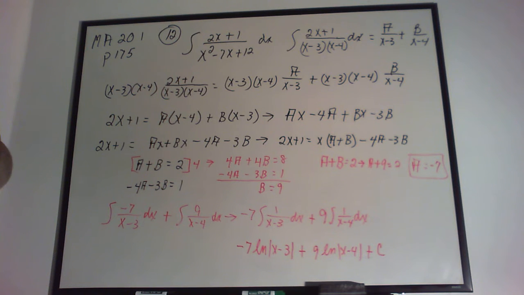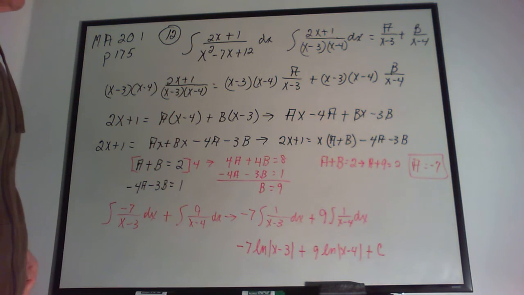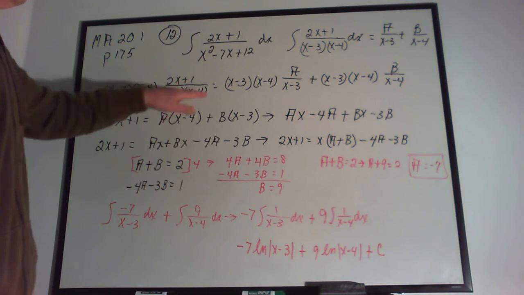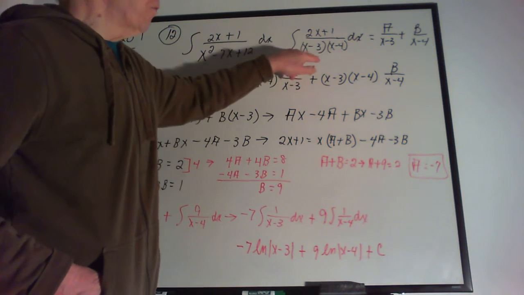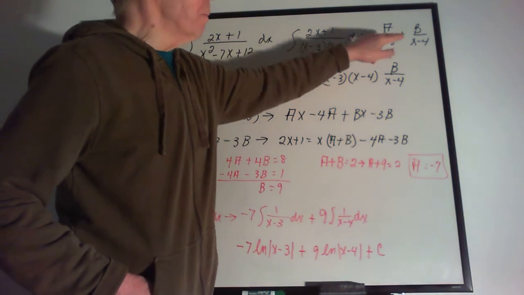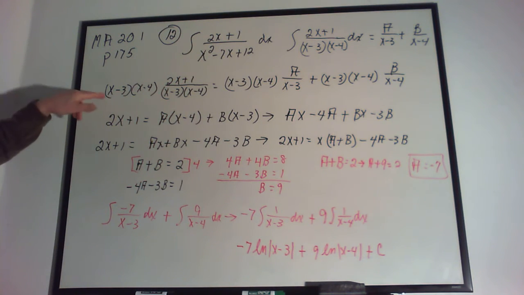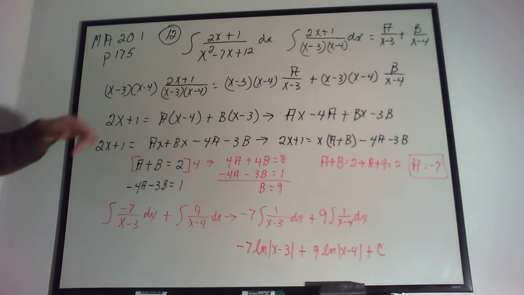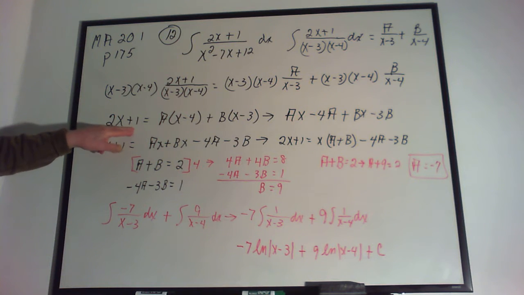This is page 175, problem number 12. I'm doing it out in detail for you. Hopefully it will help you understand it. I factor the denominator, then I put A over x minus 3 and B over x minus 4. Now I'm going to multiply both sides by x minus 3 times x minus 4. They cancel, I end up with 2x plus 1.